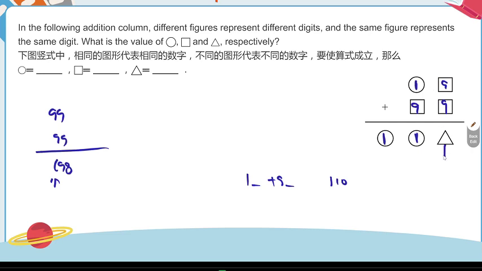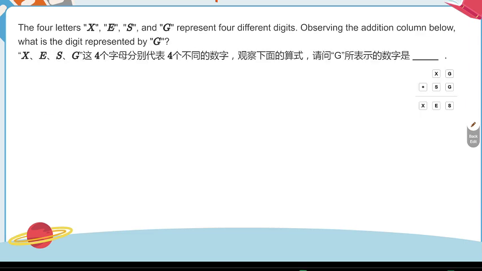And we can just find out the triangle here is 8. We just fill in the digit for each place. Circle is 1, square is 9, and triangle is 8. That is what we got. And now for the next one. For the next one here, actually it's pretty much the same. We still check it.